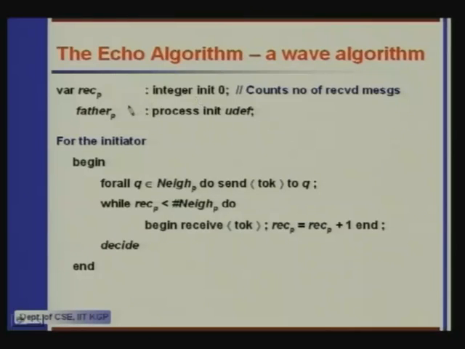So, in this algorithm we have a counter called RECP. This is the code for process P. Okay. So, the process P maintains a counter of the number of received messages, and it maintains the identity of its father. Okay. This father will get defined in the course of the algorithm. Okay. In other words, the father is the first process from which it receives the wave.